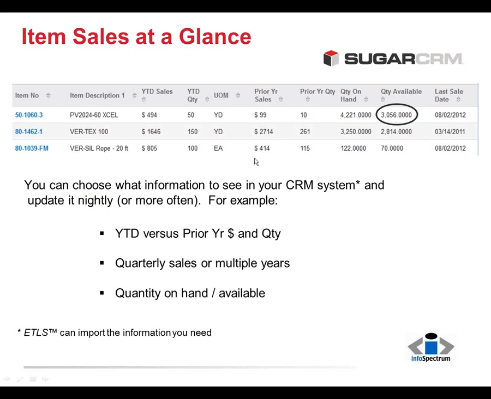Here's just another example of information that's been presented in slightly different form. So here's sales at a glance, and quantity available. Again, you can choose what you want, and you can update it nightly or you can update it more often.